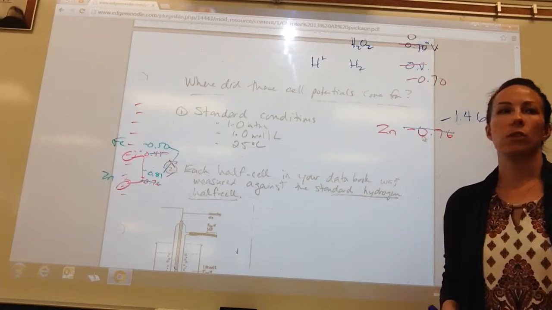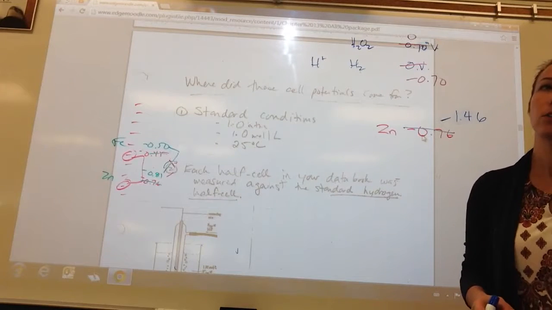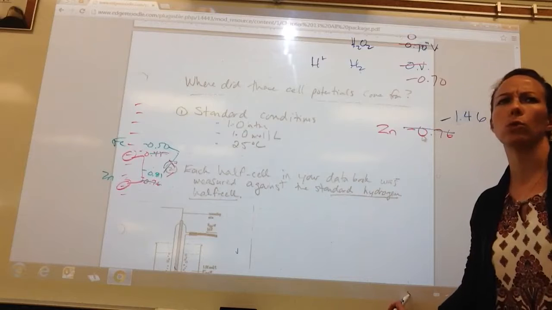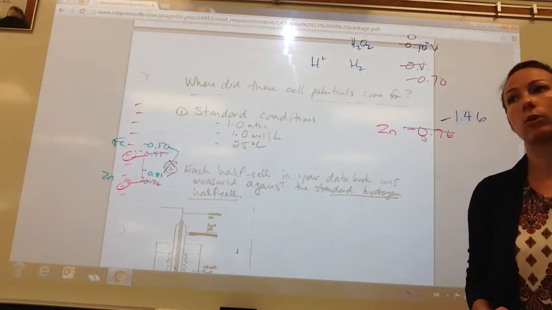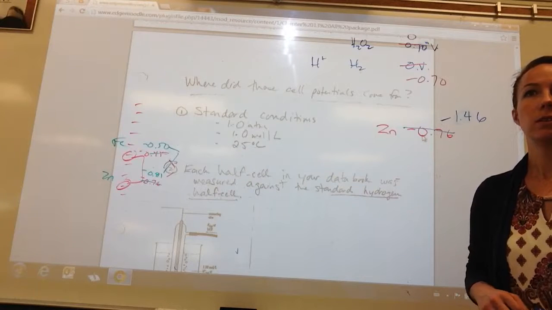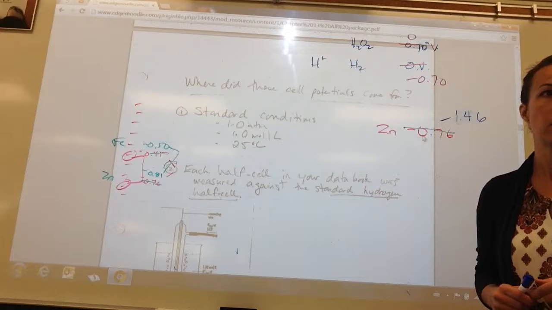So this is how you do it. For those of you that don't like the number line shifting thing, this is how you do it. Ask yourself, what did I have to do to the hydrogen peroxide to make it 0? Oh, I had to subtract 0.7. So I'm going to do that to all the others. I'm going to subtract 0.7.